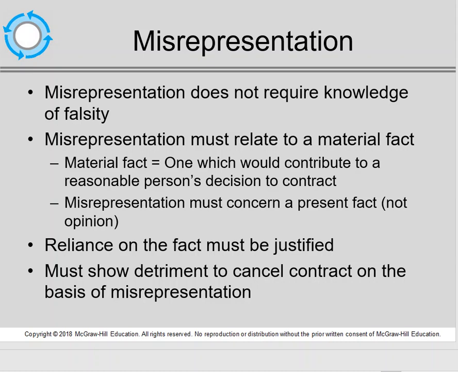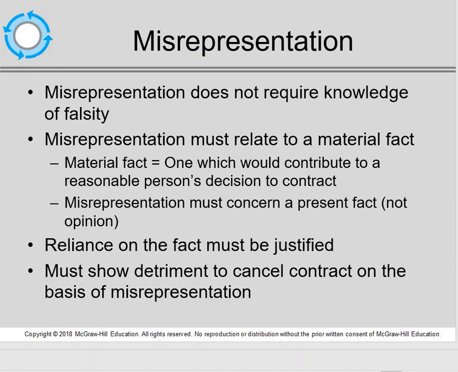In order to have non-fraudulent misrepresentation, there are 5 elements. Let me list the elements and then we'll go through each of the 5 elements of non-fraudulent misrepresentation in greater detail. The first element is false statement. Number 2, materiality. Number 3, fact. Number 4, justifiable reliance. And number 5, detriment.